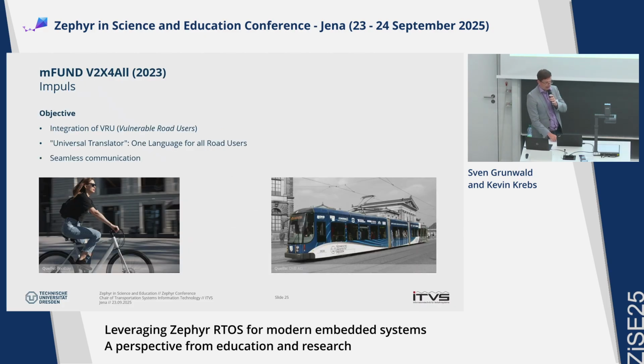It's not looking good. And our idea for this project was: is there a possibility that we use vulnerable road users, that are pedestrians, older people, children, bicyclists, and the public transport? Is it possible to integrate these participants into the big V2X ecosystem? V2X stands for vehicle to X, to infrastructure, to vehicle, to pedestrian, whatsoever.